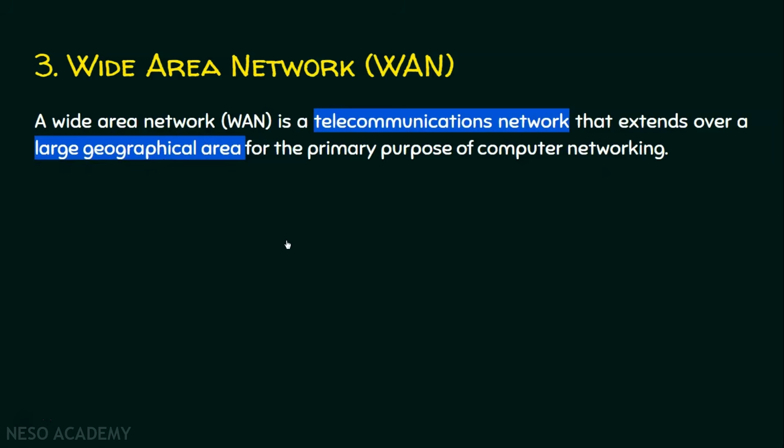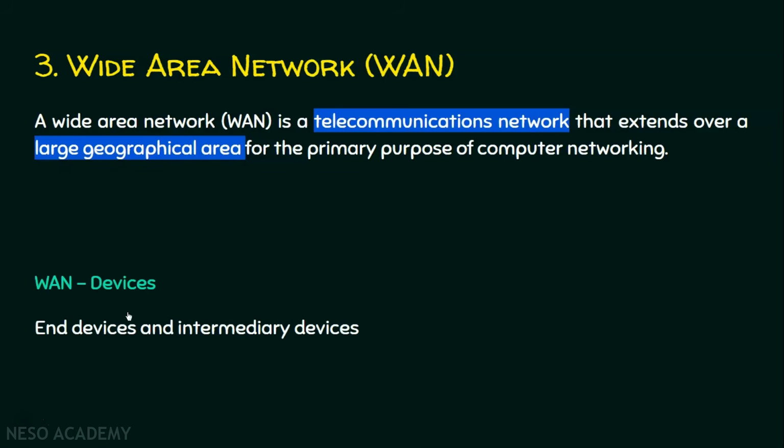In MAN, two or more LANs within a city can communicate with each other. In WAN, two or more LANs within a country can communicate with each other. And the devices in WAN are all end devices and intermediary devices.